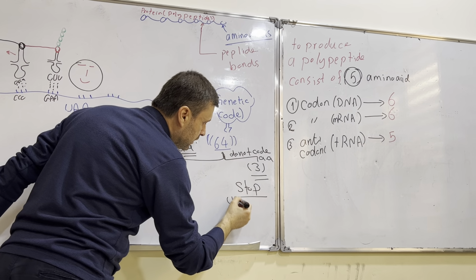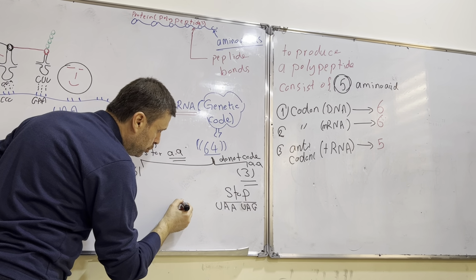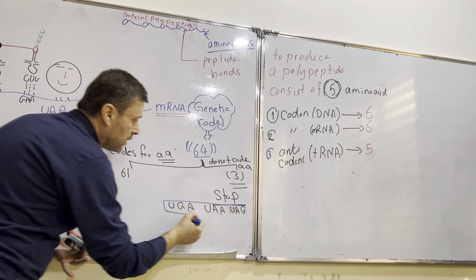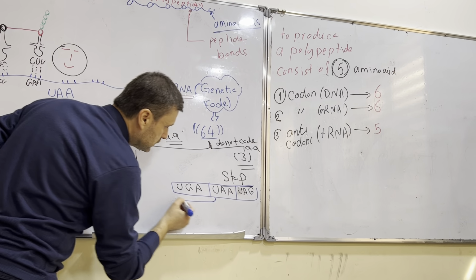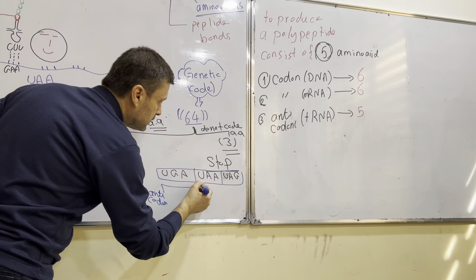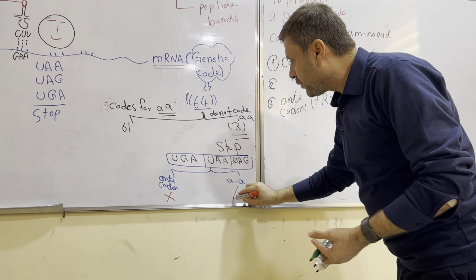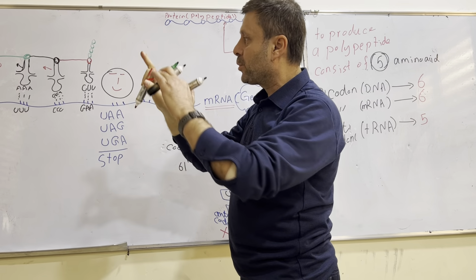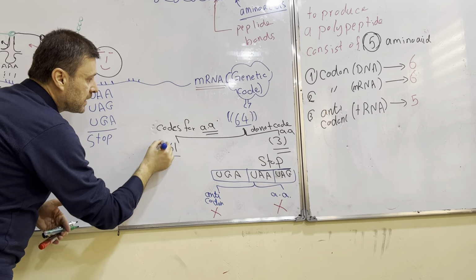The stop codons are UAA, UAG, and UGA. Also you have to know that they do not have complementary anticodons, and also they do not code for amino acids.